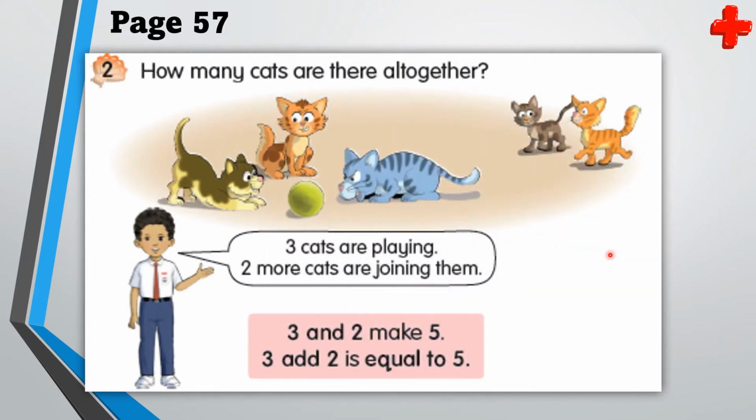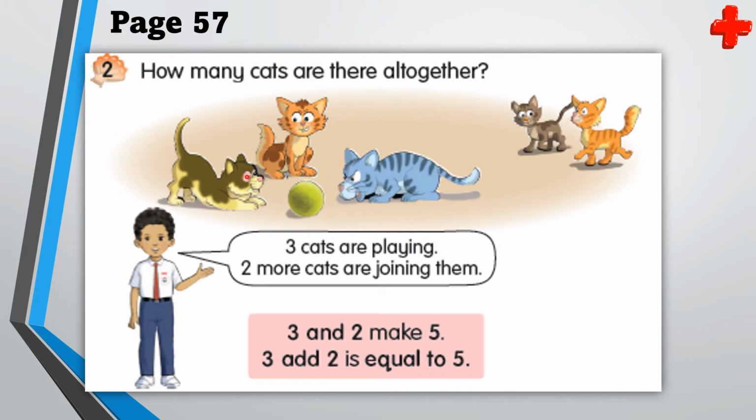Let's turn to page 57 and look at the second example. How many cats are there altogether? Berapa ekor kucing di sana semuanya? We can see that 3 cats are playing. 1, 2, 3. 3 cats playing with a ball. And suddenly 2 more cats are joining them. 1, 2 more cats coming from nowhere and joining them. Maksudnya, ada 3 ekor kucing mula-mula bermain. Kemudian datang lagi 2 ekor, join main sekali.